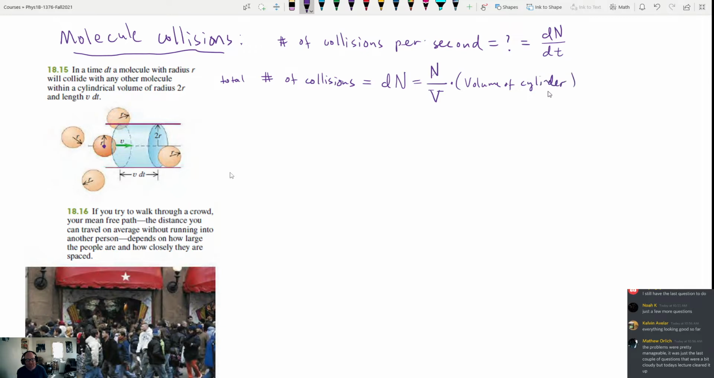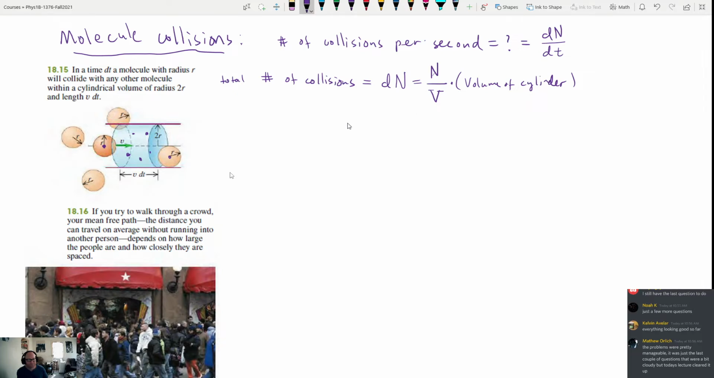The idea is that this molecule is going to collide with any other molecule within the cylindrical volume. On our picture here, there's only one, but in principle, there could be more. There could be a lot of molecules in here. The question is, how many molecules is this one going to collide with? To figure that out, we need to know how many molecules there are in here, the number of molecules per unit volume, and then we multiply by the volume of the cylinder.